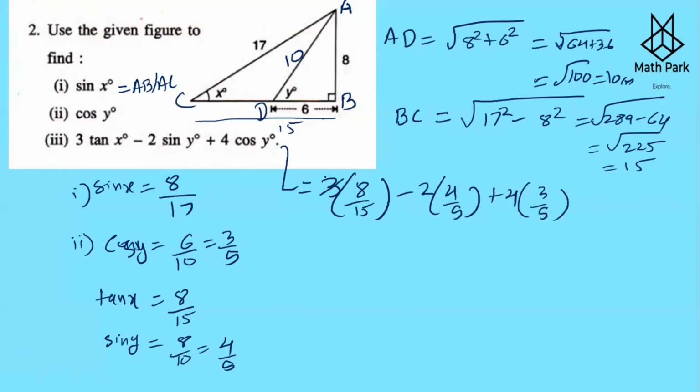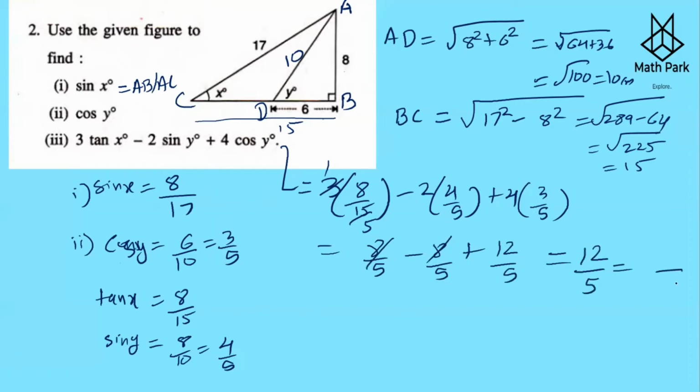So here first we simplify: 3 ones are 3 and 3 fives are 15. So we have now 8 by 5 minus 4 twos are 8 by 5 plus 4 threes are 12 by 5. So 8 by 5 got cancelled. We got the value of the third part as 12 by 5, which can be written as a mixed fraction: 5 twos are 10 and 10 plus 2 is 12, so 2 2 by 5.